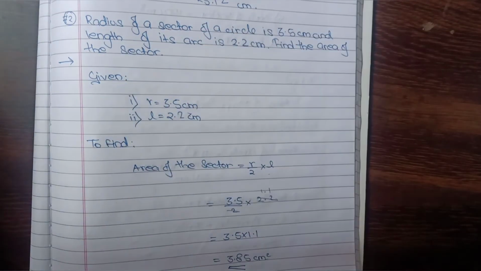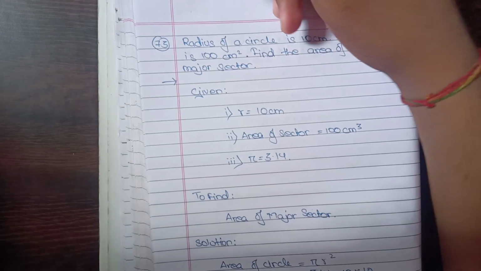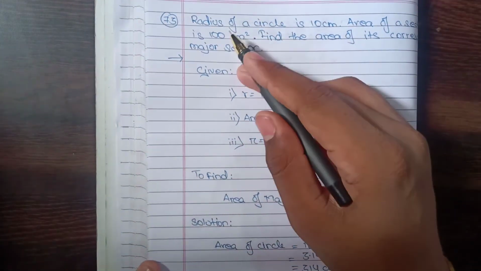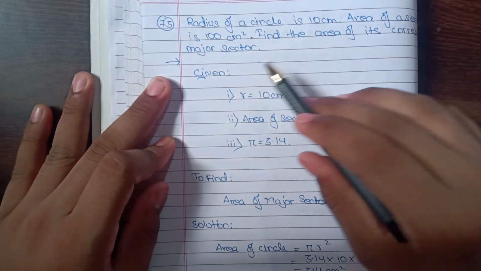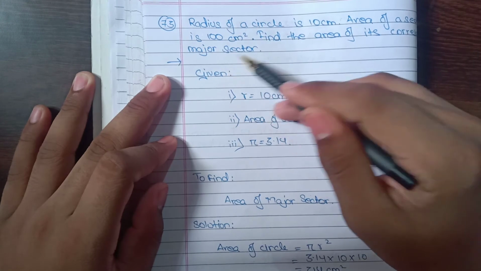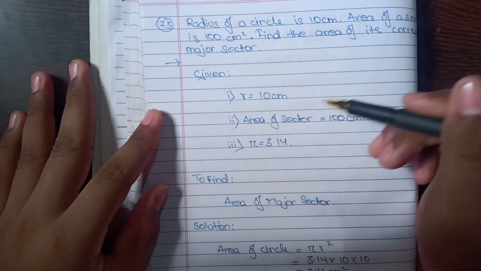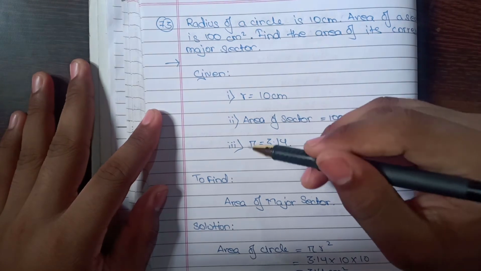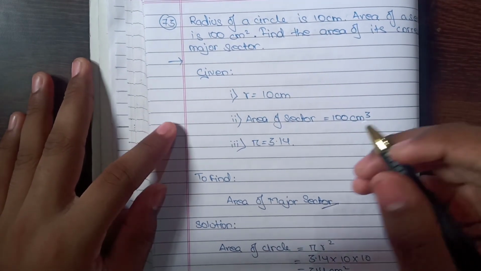Now let us move on to our next question. Consider it as our last question, and after solving this one we'll conclude our session. The radius of a circle is 10 centimeter, and the area of a sector is 100 centimeter square. Find the area of its corresponding major sector. Given that radius equals 10 centimeter, area of sector equals 100 centimeter square, and pi equals 3.14. What you have to find is the area of the major sector.